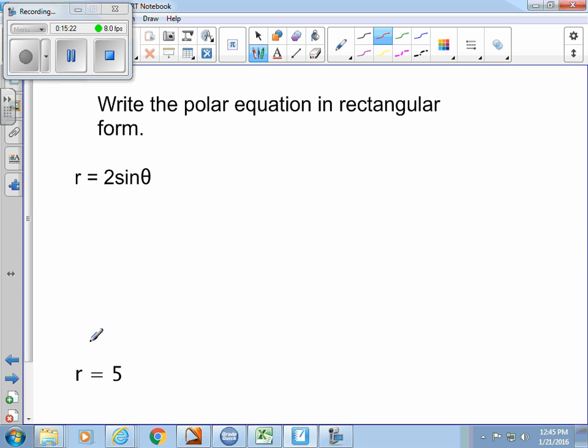Backwards. Write the polar equation in rectangular form. Don't say anything, think for a second.